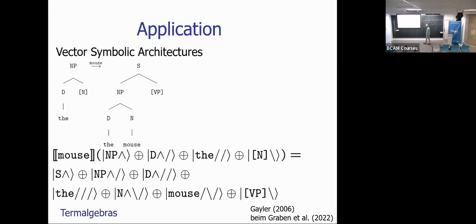And the interpretation is straightforward again. S is bound to the mother position plus left branch mother NP, left branch mother position NP plus left branch mother position D, and so on and so on.